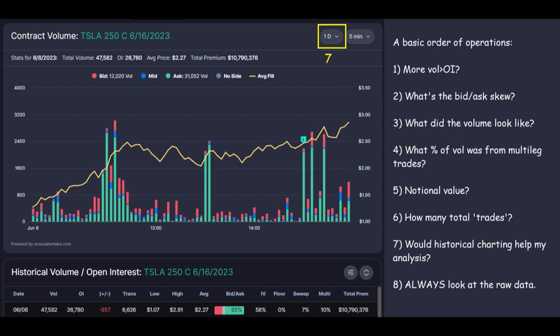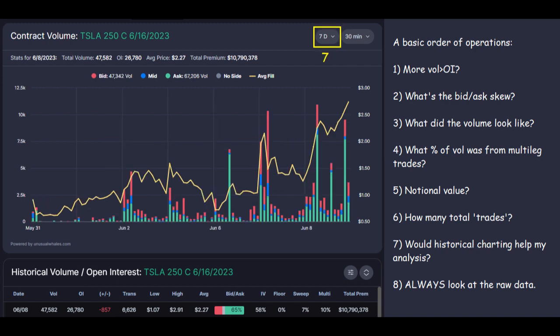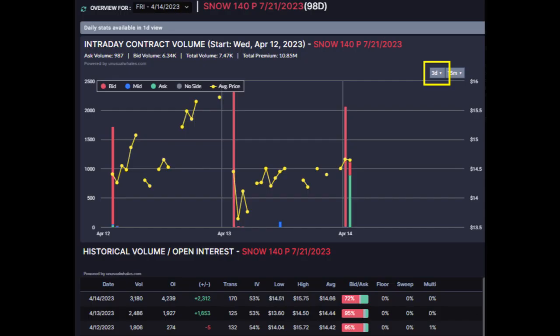7. Would historical charting help my analysis? Sometimes there is activity on the contract from previous sessions that may be of interest. In this case, the charting isn't much help, but here's an example. There were 3 days in a row of heavy bid side activity into the SNO 140 strike July puts, which we can assume was put writing.